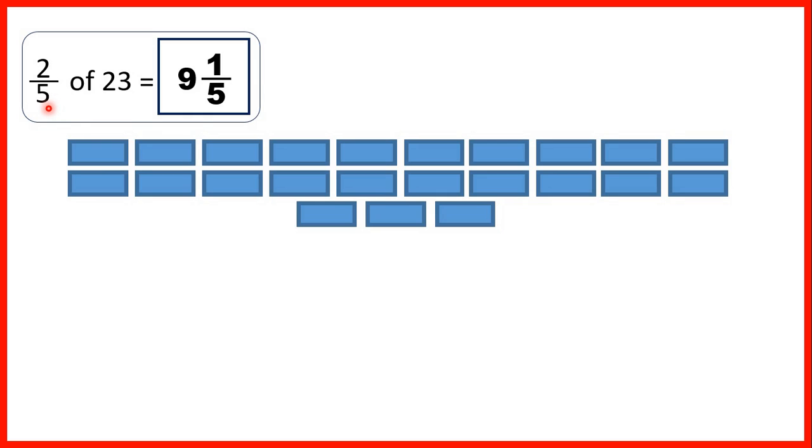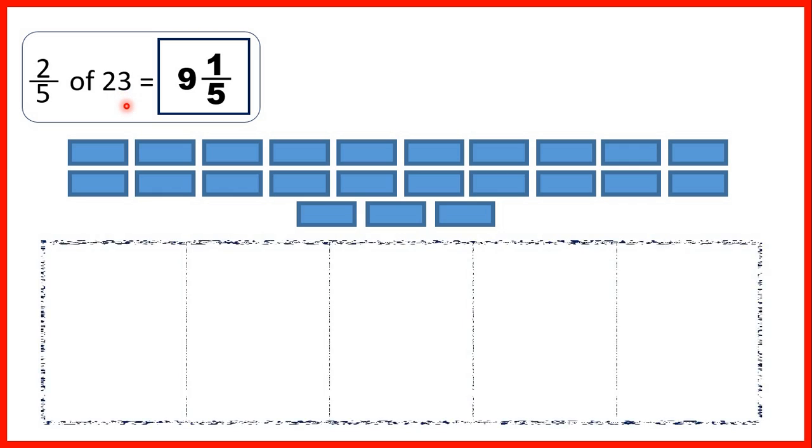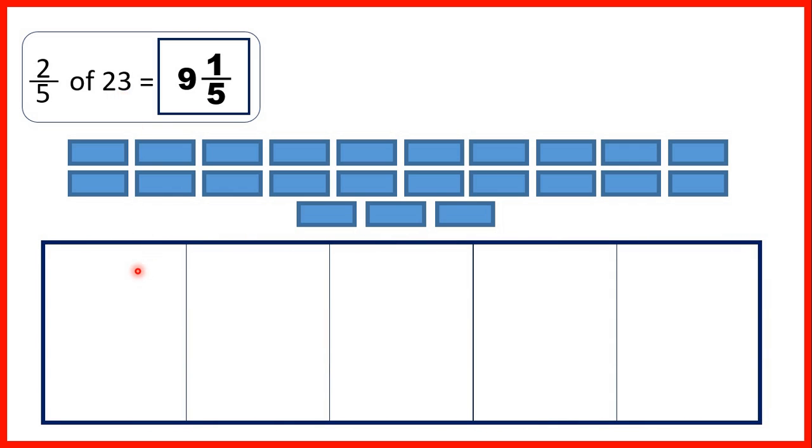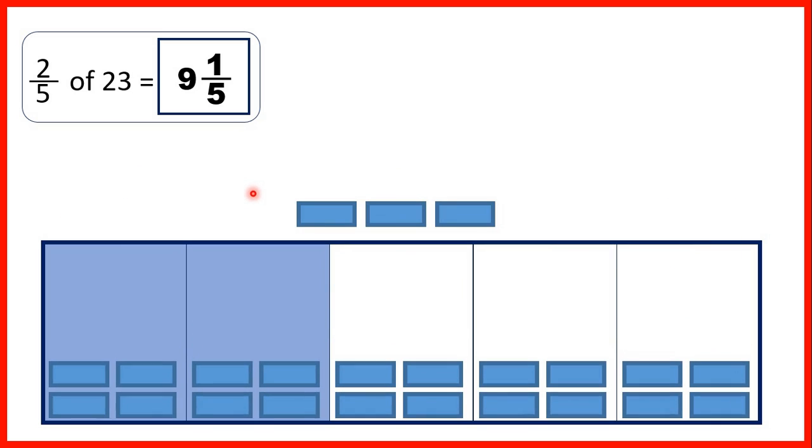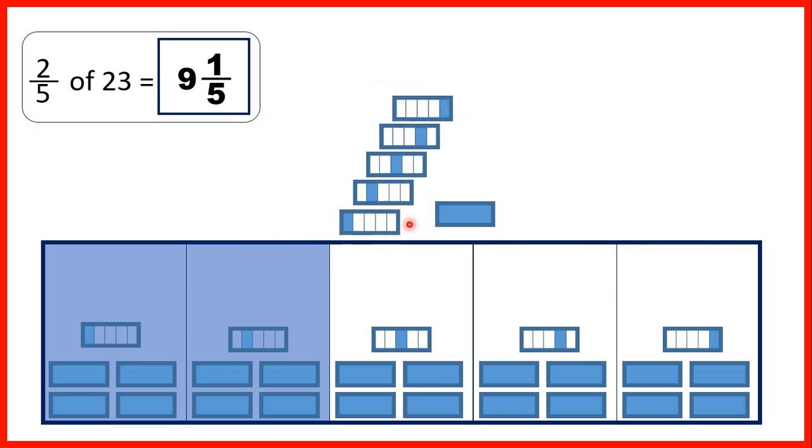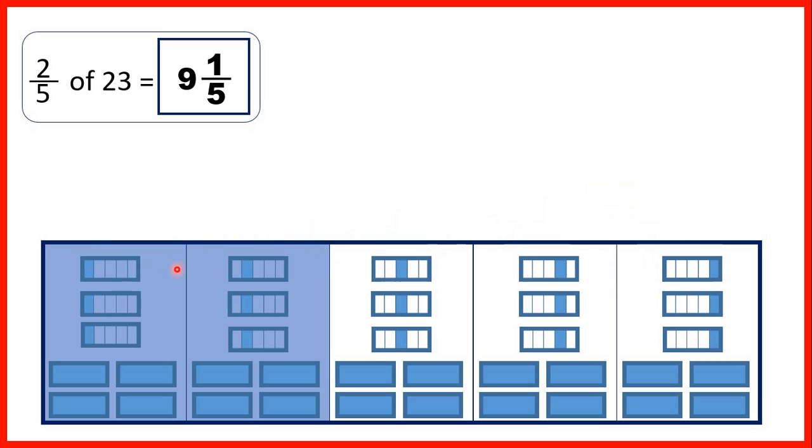Then we needed to find 2/5 of 23, so we can show a fraction bar split into fifths, and we want 2/5. Now we can share out 20 of these blocks, with 4 blocks in each of our fifths, and with these 3 remaining blocks we can split them into fifths and share them out. So now we have 4 blocks and 3/5 in each of our fifths. But remember, we were finding 2/5. So in the 2/5 we have 8 whole blocks and 6 fifths.